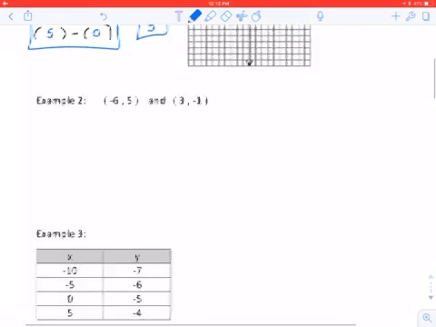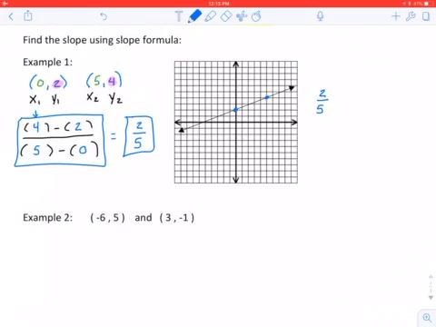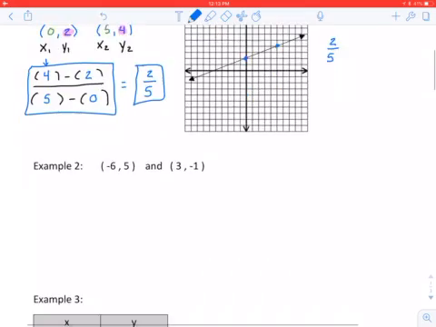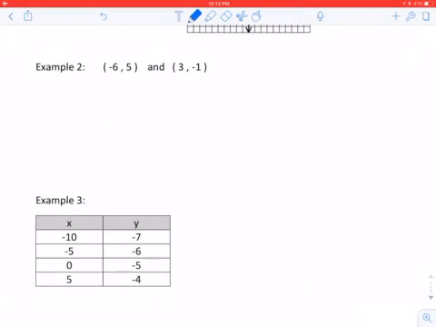All right, on to example 2. This one's actually a little bit easier because we don't have to choose 2 points from a graph. We're already given 2 points. Looking at them, the first thing we're going to do is label those points. So we've got x1, y1, x2, y2. All right, so there are my y values. I'm going to deal with those first.